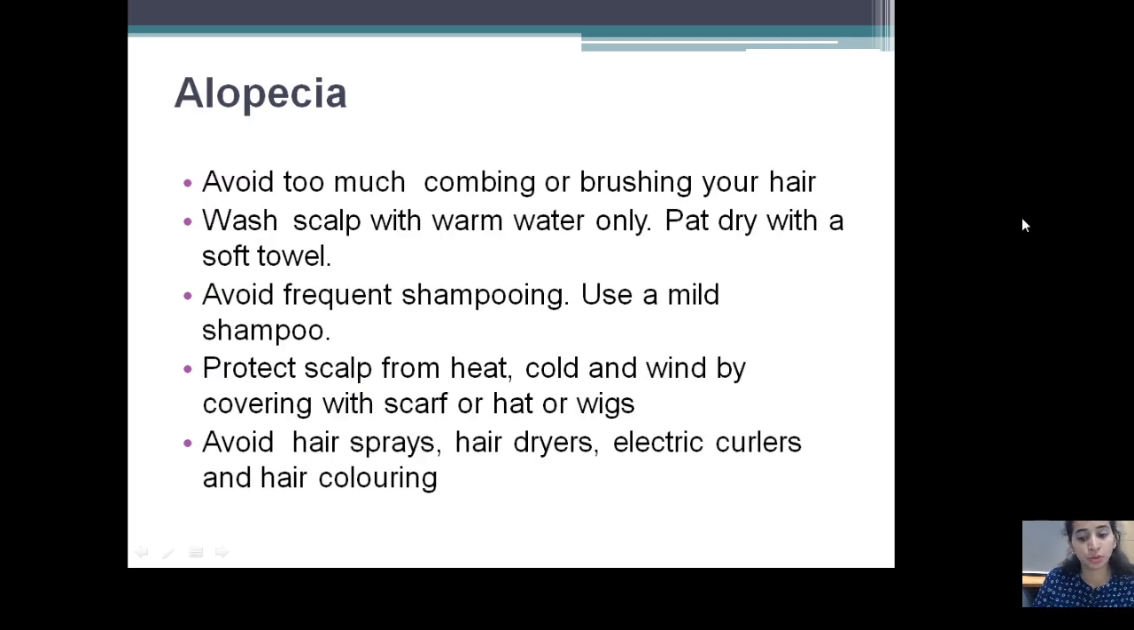Then alopecia. For that, educate the patient to avoid too much combing or brushing of the hair. Wash the scalp with warm water only. Pat dry with a soft towel. Avoid frequent shampooing. Use a mild shampoo. Protect the scalp from heat, cold, and wind by covering with a scarf, hat, or wig. Avoid hairspray, hair dryers, electric curlers, and hair coloring.